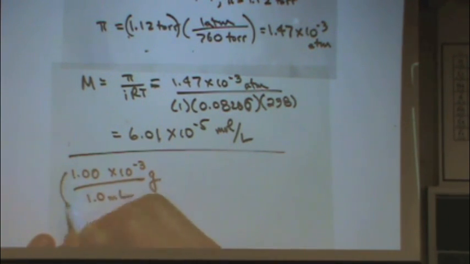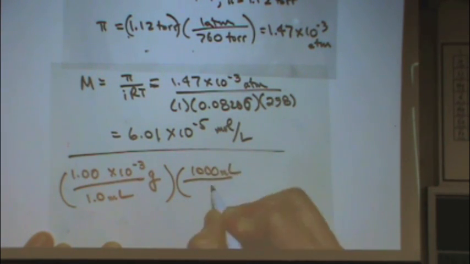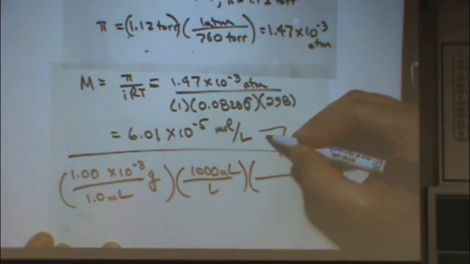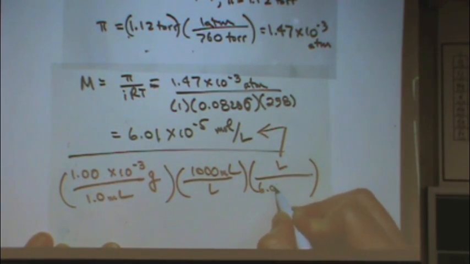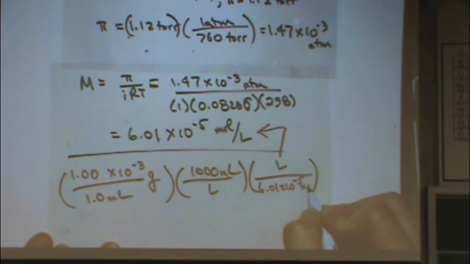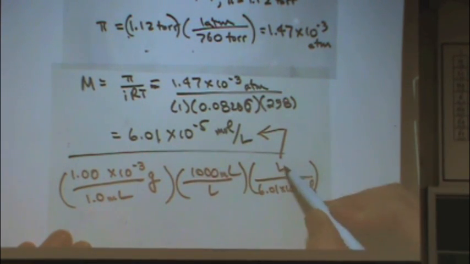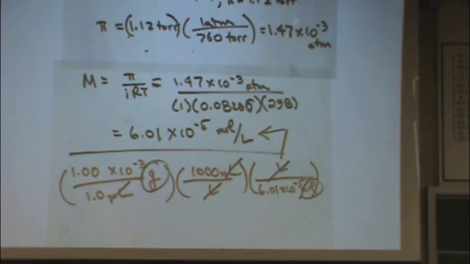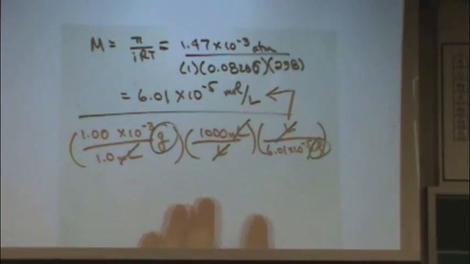Now what I'm going to do first, and you'll see why I'm doing this in a moment, I'm going to convert the milliliters to liters. 1,000 milliliters to liters. And then I'm going to use this right there, that molarity, as a conversion. And you'll see why. I'm going to put the liters on the top and 6.01 times 10 to the minus 5 moles. So it's molarity, I just flipped it, and now notice what happens. The liters will cancel. The milliliters cancel. I'm left with grams on the top and moles on the bottom, which is molar mass. And that's exactly what I wanted. And so I just had to do a little manipulation in order to get there.